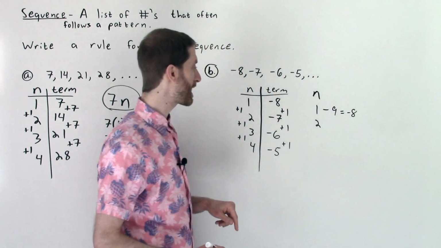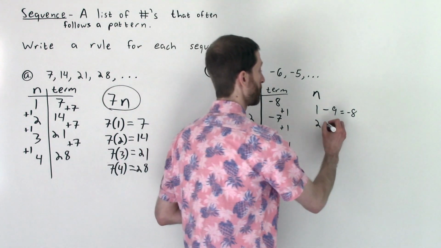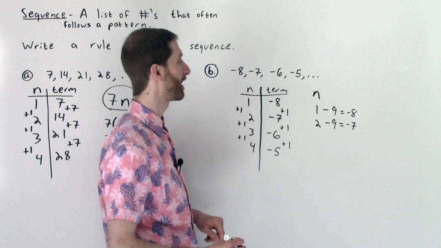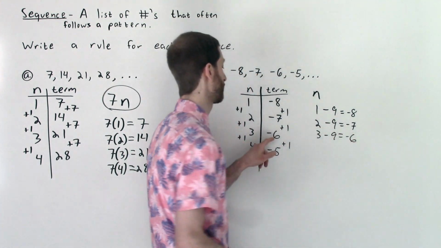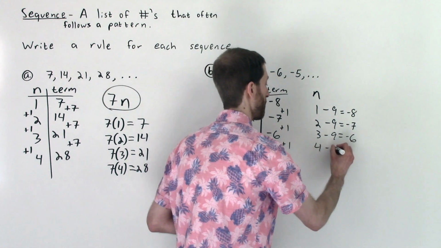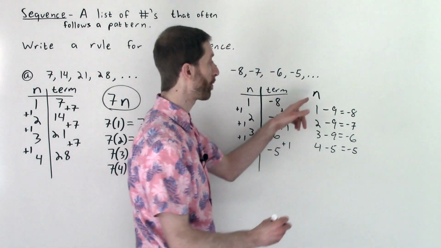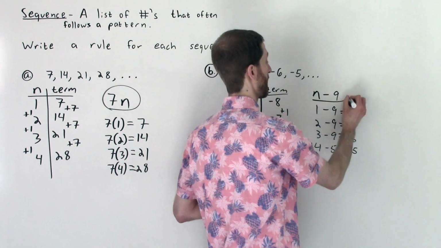Let's try that same manipulation with the 2. 2 minus 9 is negative 7. 3 minus 9 is negative 6. We're getting there. And 4 minus 9 is negative 5. So we get our terms, but only if we take the nth term and subtract 9.